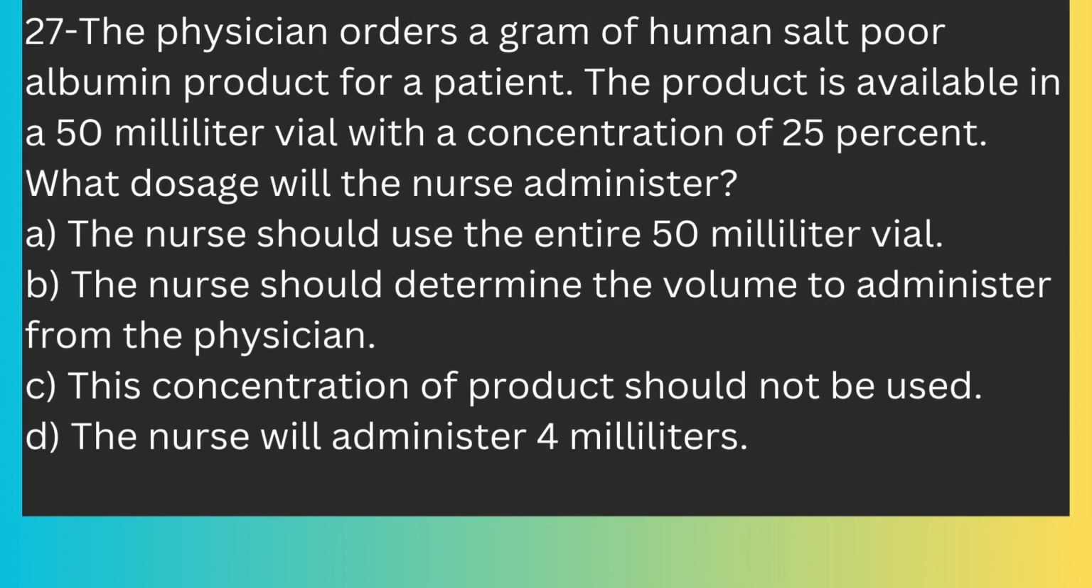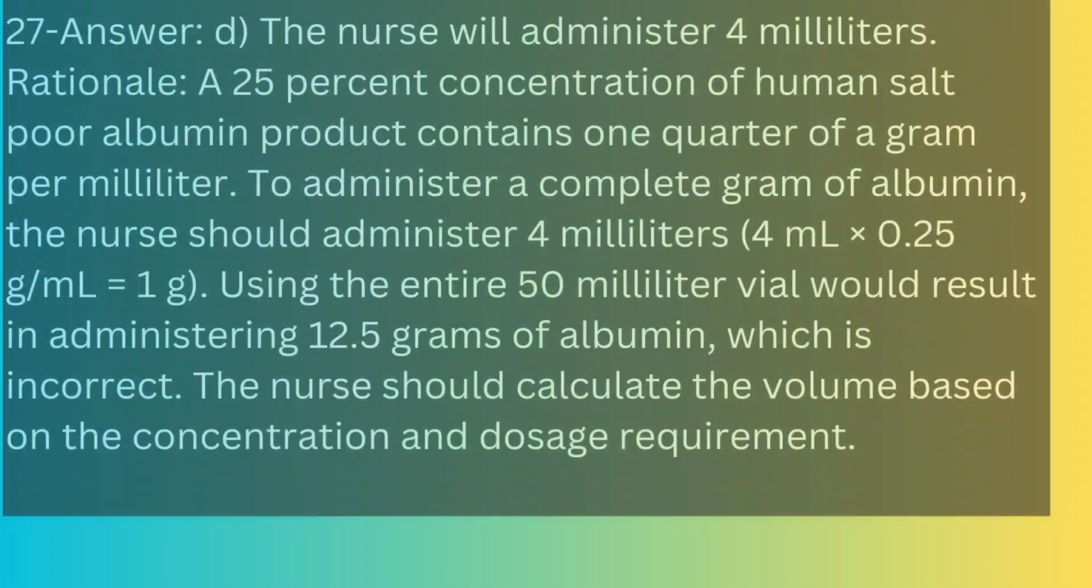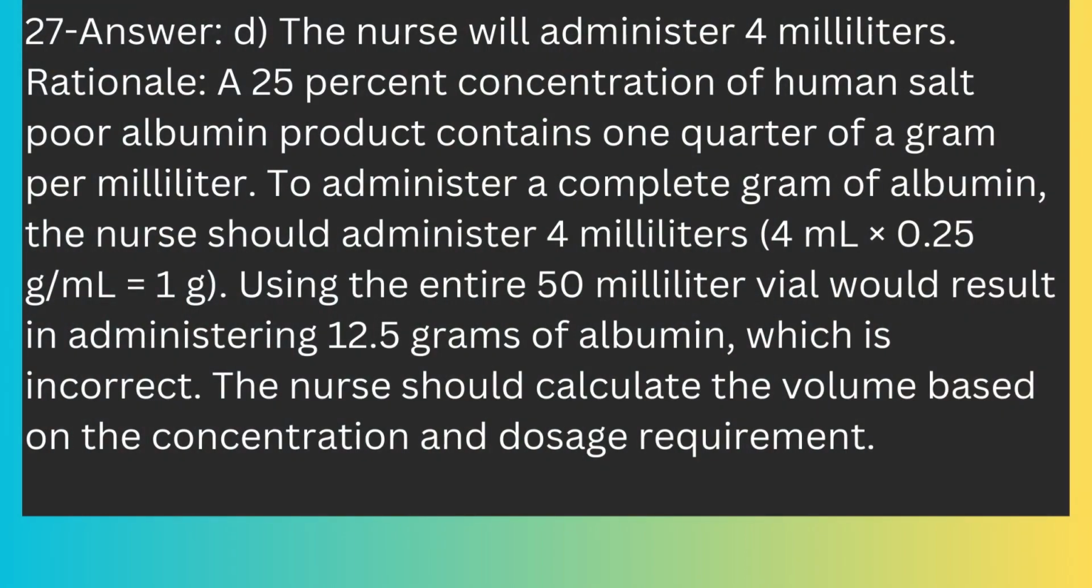Question number 27. The physician orders a gram of human serum albumin product for a patient. The product is available in a 50 milliliter vial with a concentration of 25%. What dosage will the nurse administer? A. The nurse should use the entire 50 milliliter vial. B. The nurse should determine the volume to administer from the physician. C. This concentration of product should not be used. D. The nurse will administer 4 milliliters. The answer is D. The nurse will administer 4 milliliters.